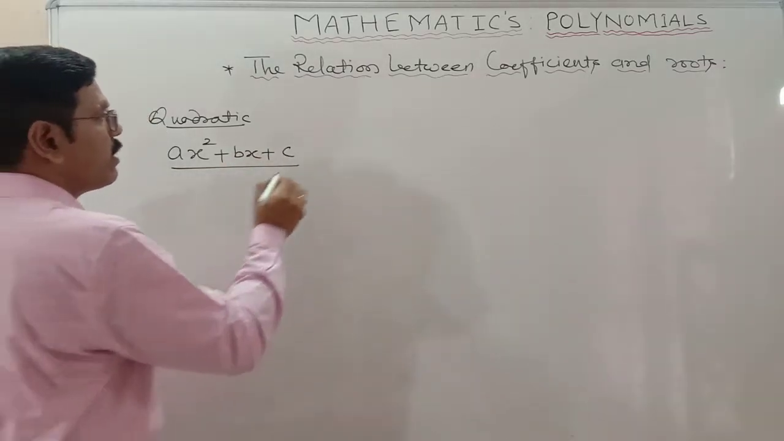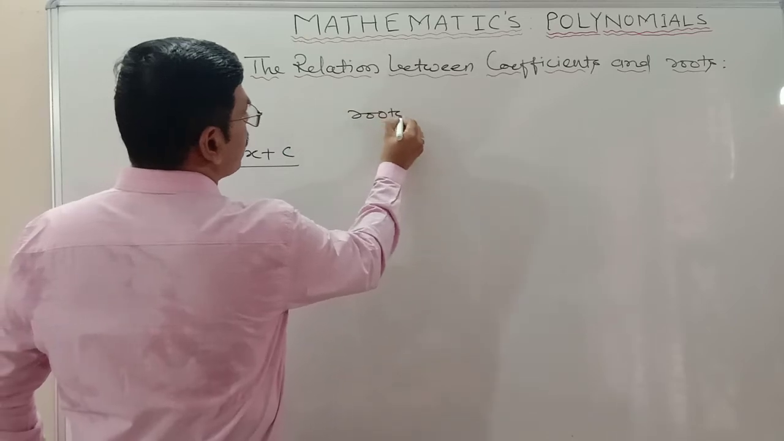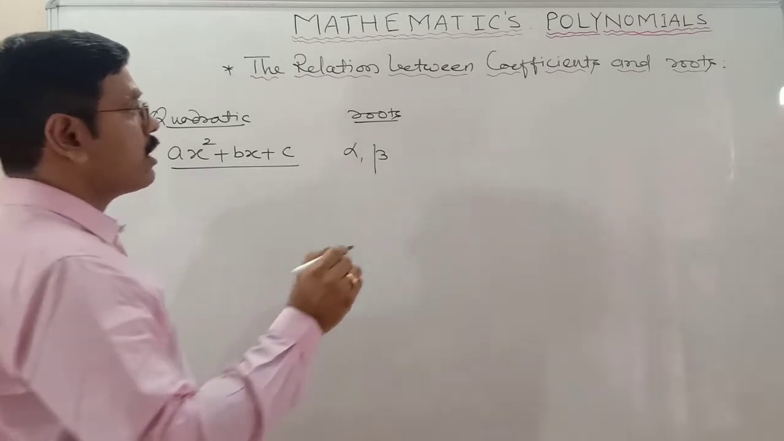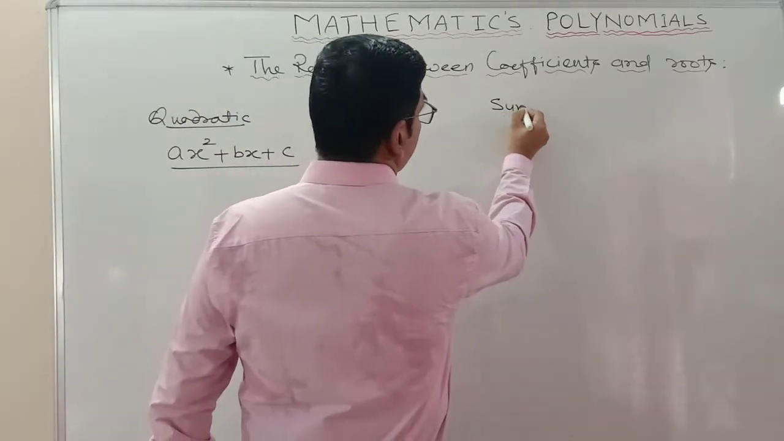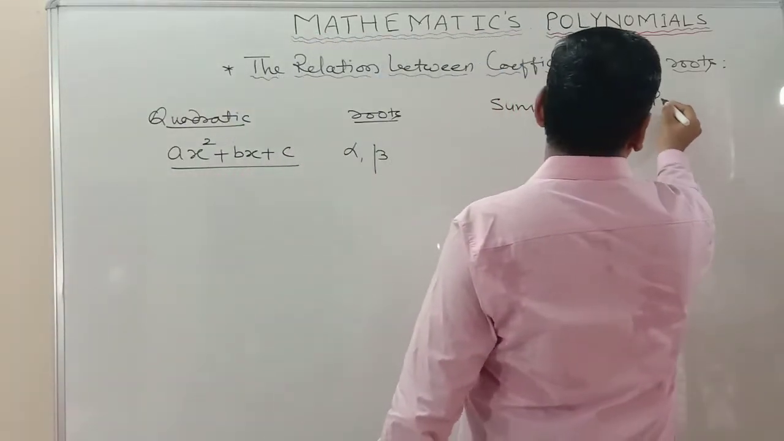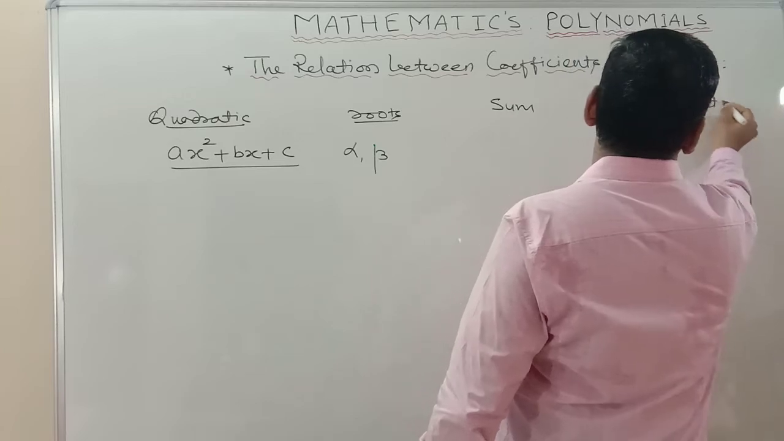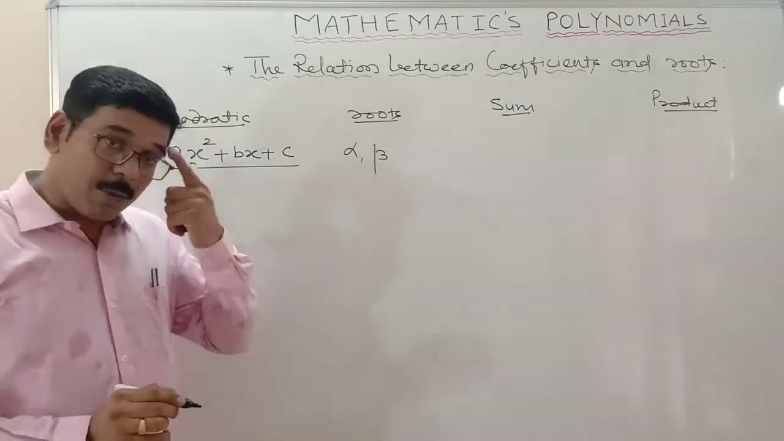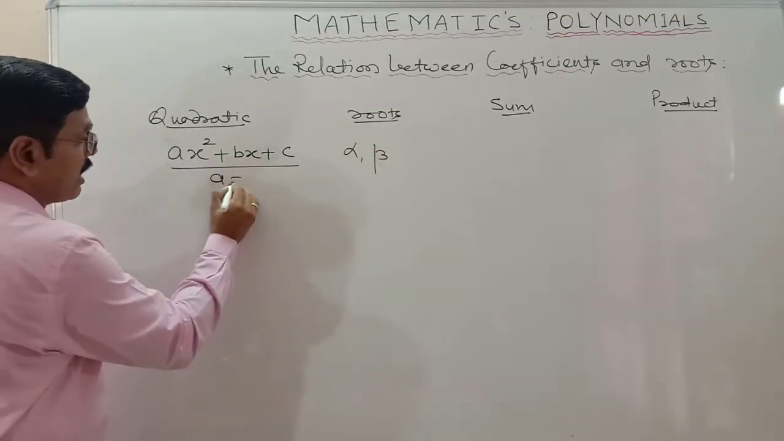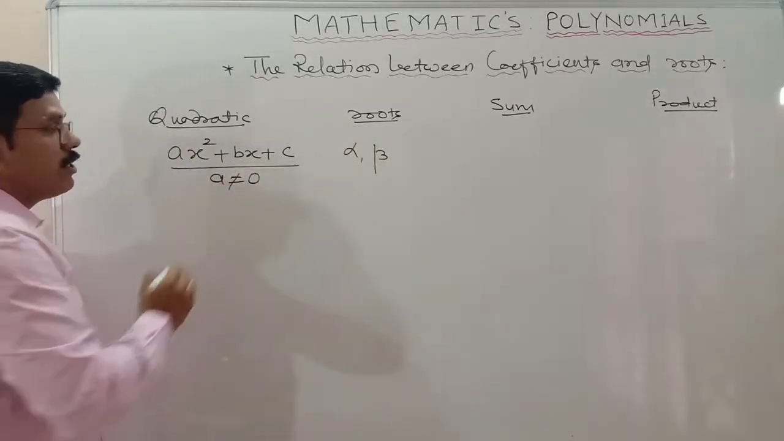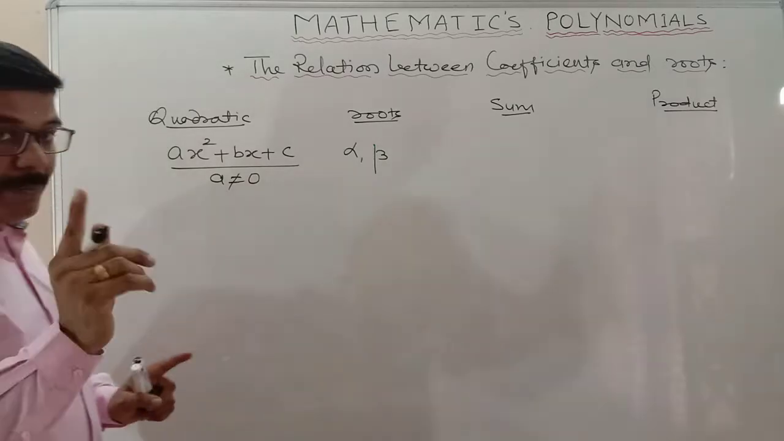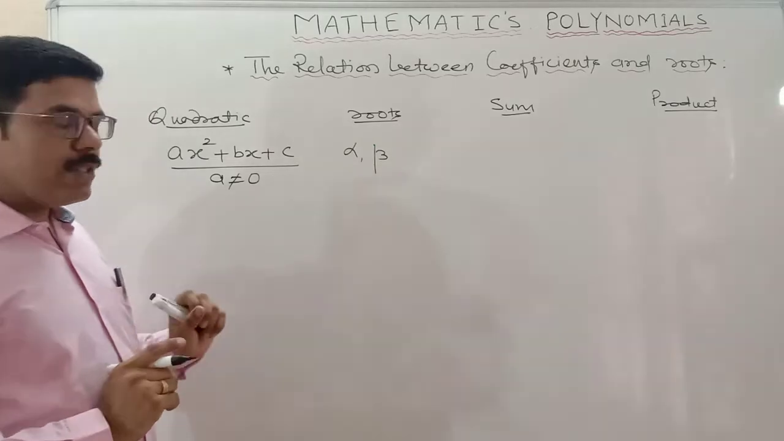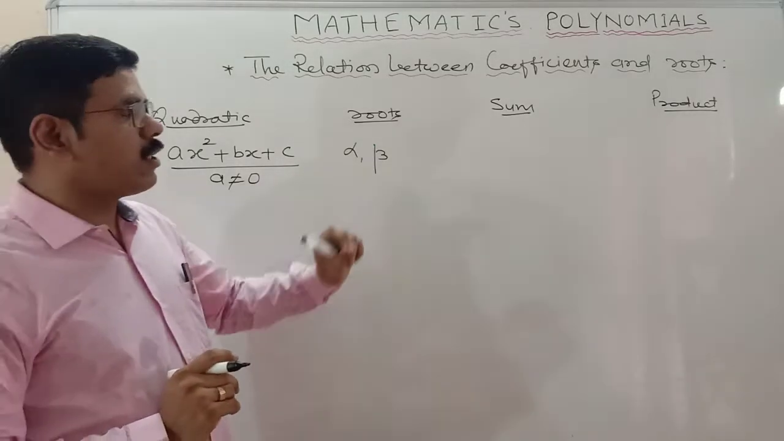Okay, assume the roots are alpha and beta. Then the sum of roots and the product of roots are related to the coefficients a, b and c. Here you must write that a is not equal to 0. a may never be equal to 0. a, b, c are real numbers, and alpha, beta are the roots.